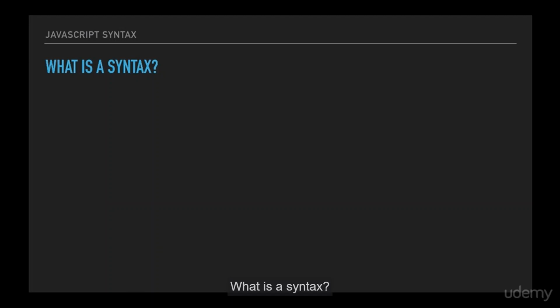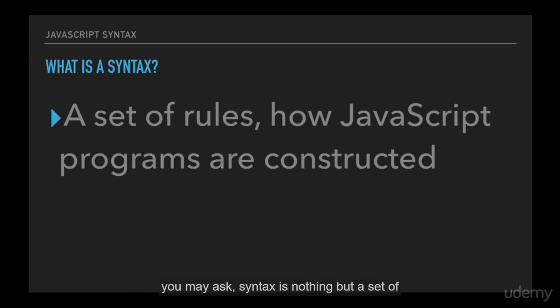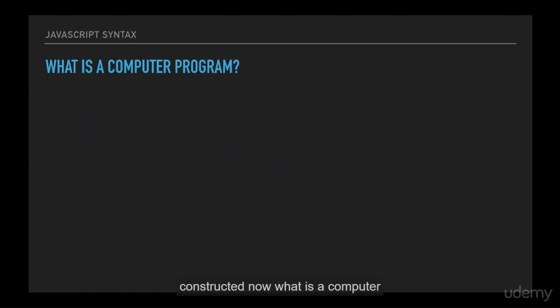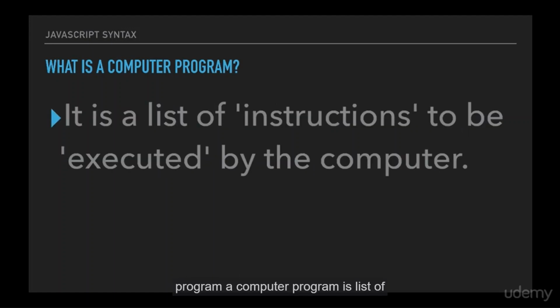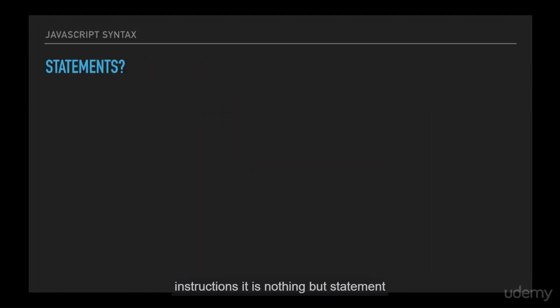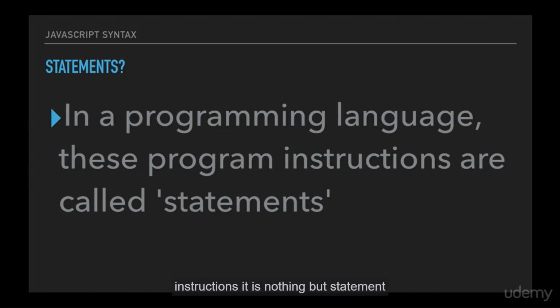What is a syntax, you may ask? A syntax is nothing but a set of rules on how JavaScript programs are constructed. Now, what is a computer program? A computer program is a list of instructions to be executed by the computer. Again, what is the list of instructions? It is nothing but statements. In a programming language, these program instructions are called statements.